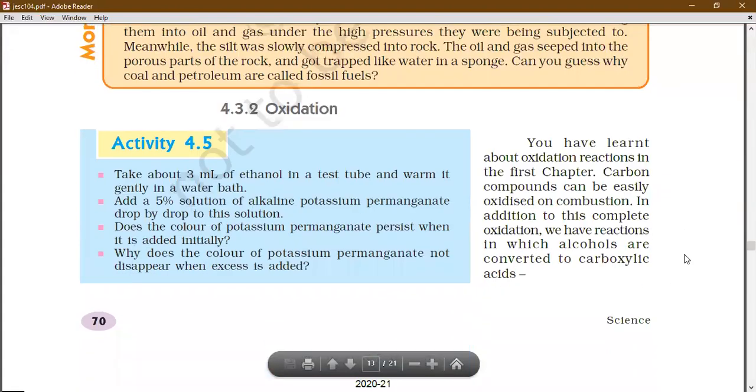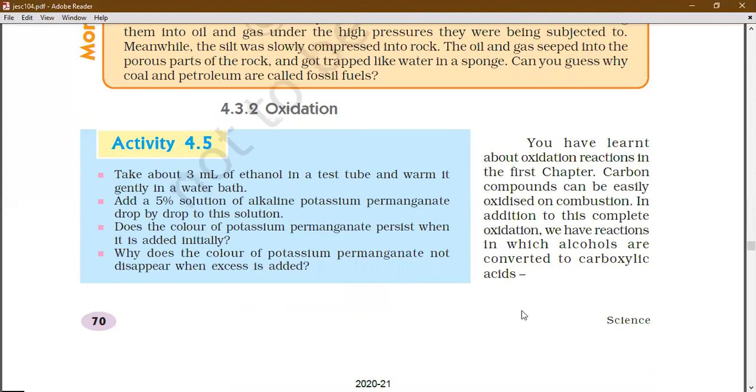Oxidation. Activity 4.5. Take about 3 ml of ethanol in a test tube and warm it gently in a water bath. Add a 5% solution of alkaline potassium permanganate drop by drop to this solution. Does the color of potassium permanganate persist when it is added initially? Why does the color of potassium permanganate not disappear when excess is added?